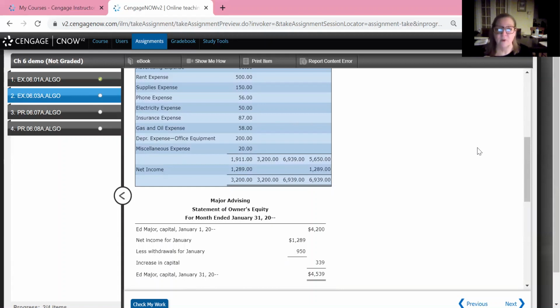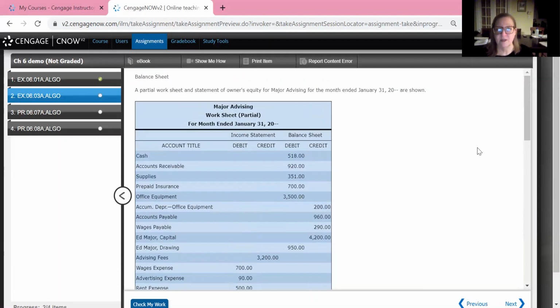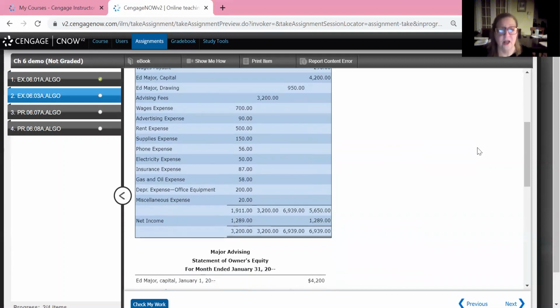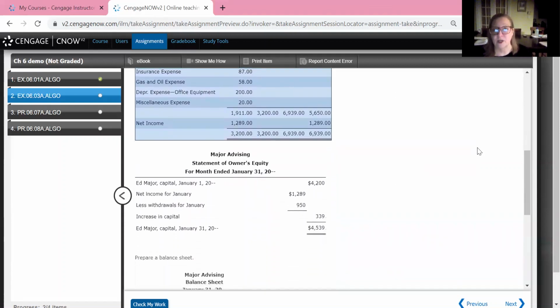And so what they had to do in order to give me just a worksheet, I would either have had to do those 2 statements again, or they could shortcut it by just giving me the statement of owner's equity because it already has taken into account the net income. So it's as if they've already done their income statement, pull the net income from it right here, this 1,289, and then calculated the ending capital, this 4,539.